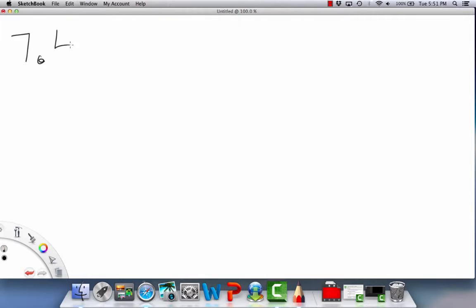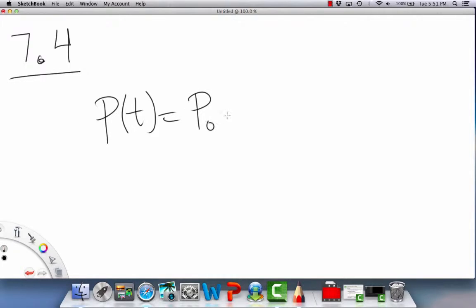Exponential growth and decay. A really important equation is going to be, here I'll write it out, and then I'll explain each component. P of t equals P naught e to the kt. And k and t are part of the exponent of e.